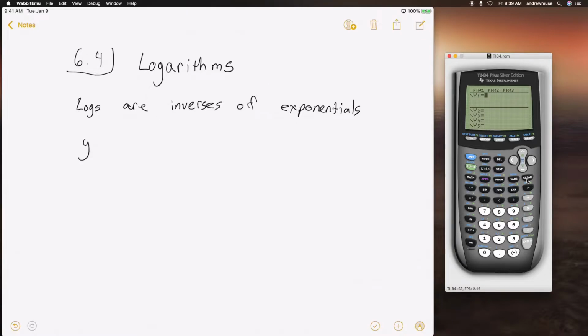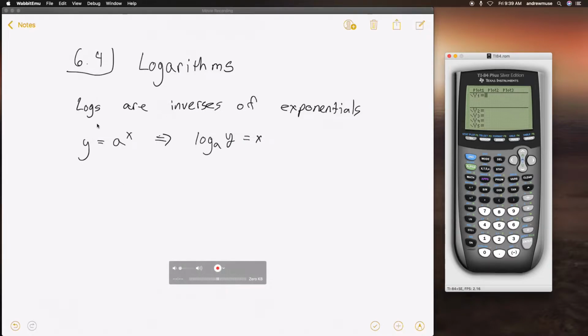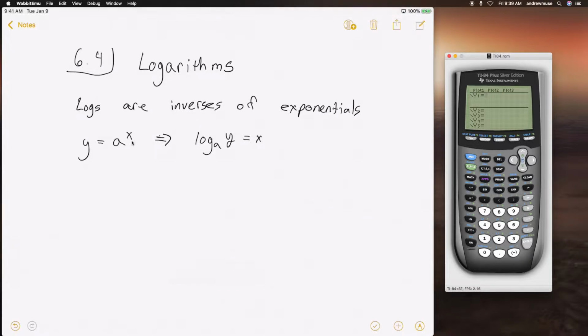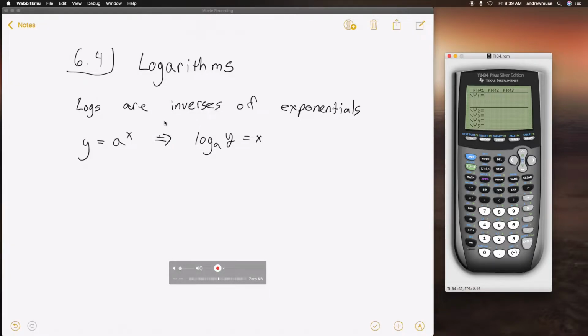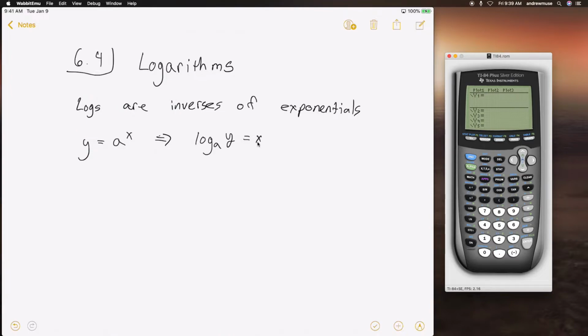So here's an exponential form of something. If I convert this directly to log form, we're going to say log base a of y equals x, with the same a, x, and y. So in an exponential, you can see over here, the unknown x is in the exponent. A log solves for the exponent, thus solving for the unknown. So we can use logs to solve exponential equations.